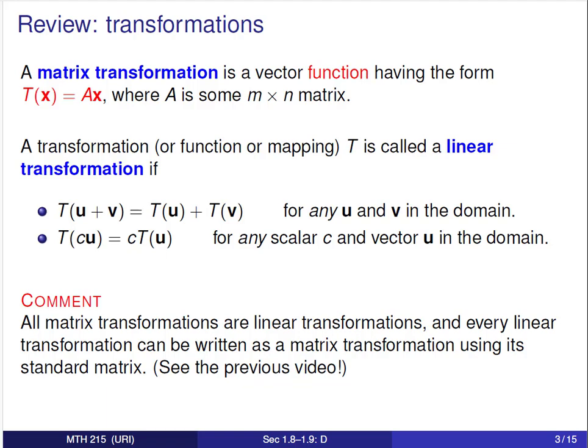So to review, a matrix transformation is a vector function where the transformation is given by A times the vector x. And a linear transformation is any transformation that satisfies these two properties. The transformation distributes over addition, and you can factor a scalar multiple outside from a single vector. So as we've seen in the earlier videos, all matrix transformations are linear transformations, and every linear transformation can be written as a matrix transformation using its standard matrix.